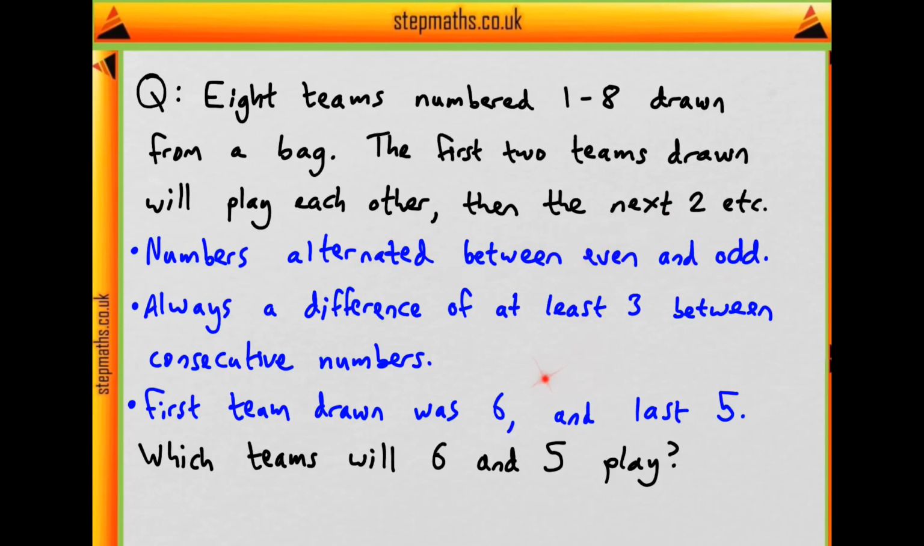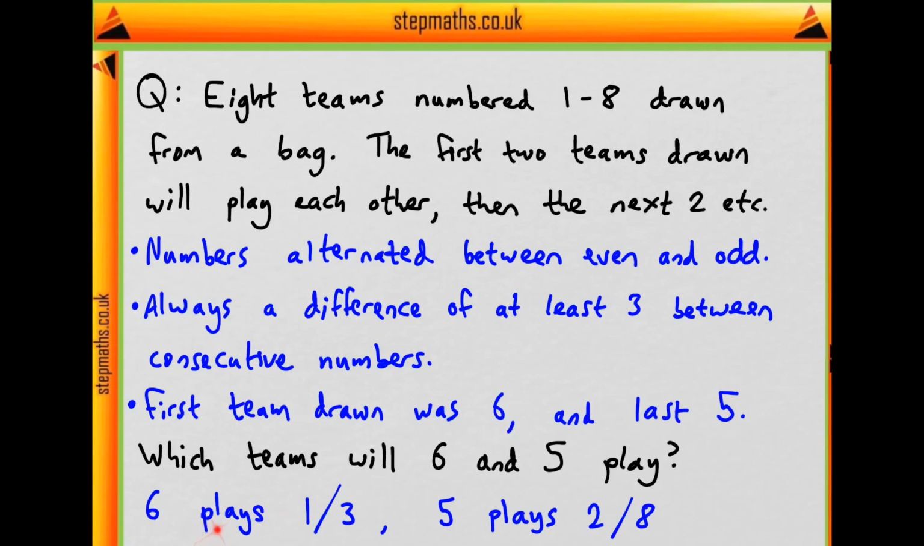And so during the draw, when the numbers were taken out, they alternated between even and odd numbers, and there was always a difference of at least 3 between consecutive numbers, and the first team that was drawn was 6, and the last team that was drawn was 5. And so, given all this, which teams will Team 6 and Team 5 play?